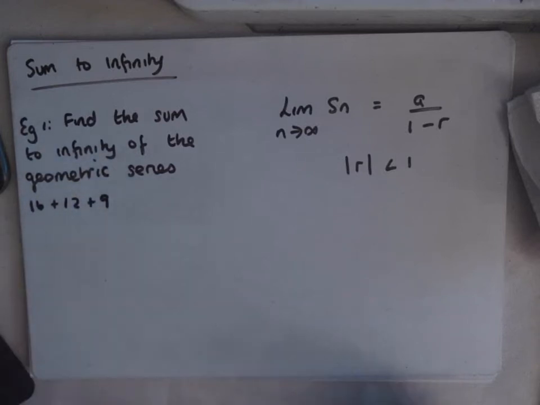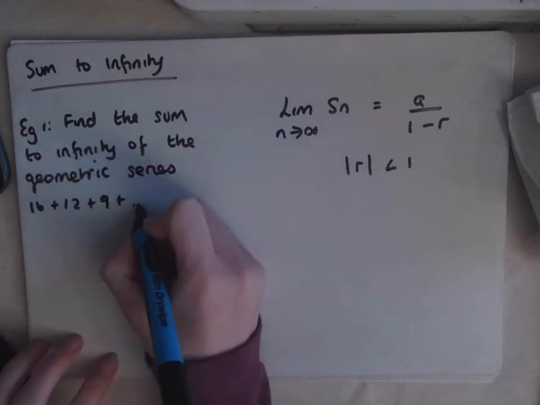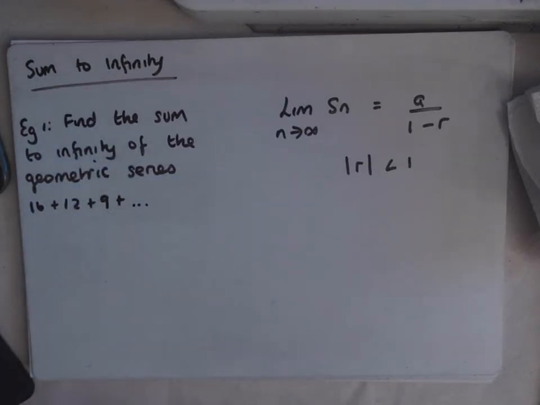Find the sum to infinity of the geometric series 16 plus 12 plus 9. Basically, you can see this is decreasing, so our common ratio is a fraction that's going to be less than 1. Because of that, we know it's going to approach a limit. So finding the sum to infinity is finding the limit of that Sn.